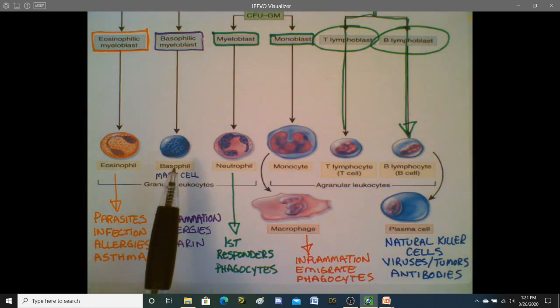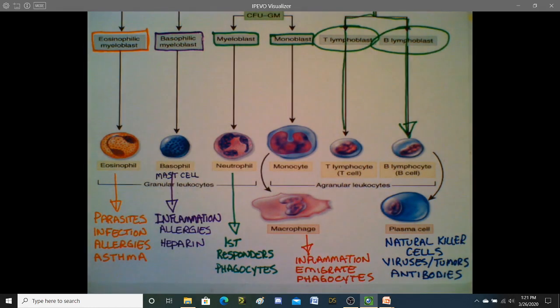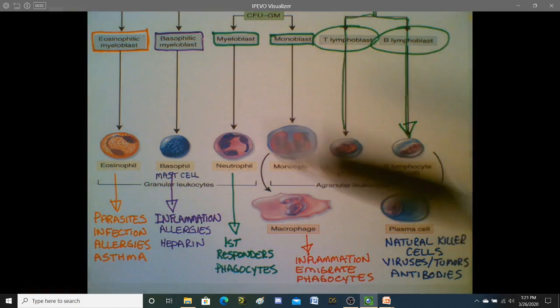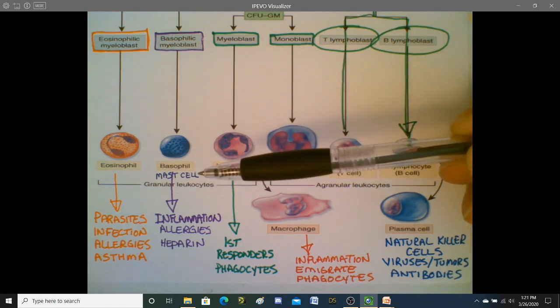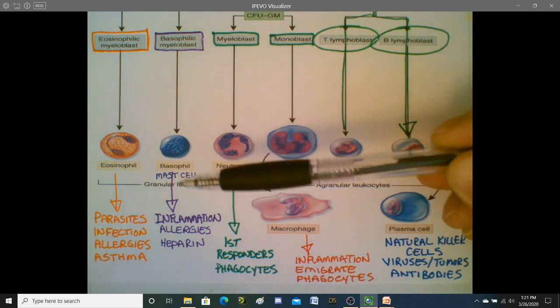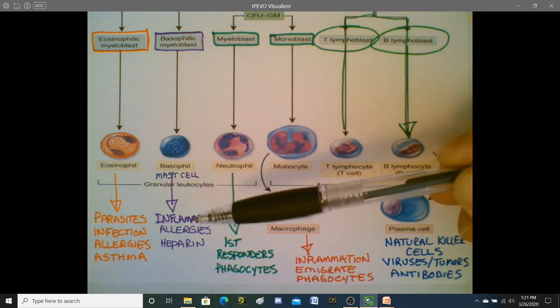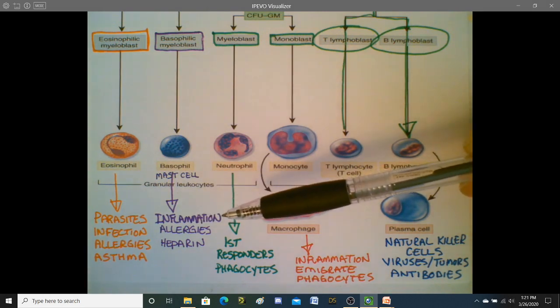Our basophils, now, they're really considered mast cells. I guess we have 2 different types of basophils now. We have our typical basophils and we have our mast cells. You won't really have to worry about this until A&P2, but basophils and mast cells are going to be involved in inflammation. So what they do is they trigger inflammation.